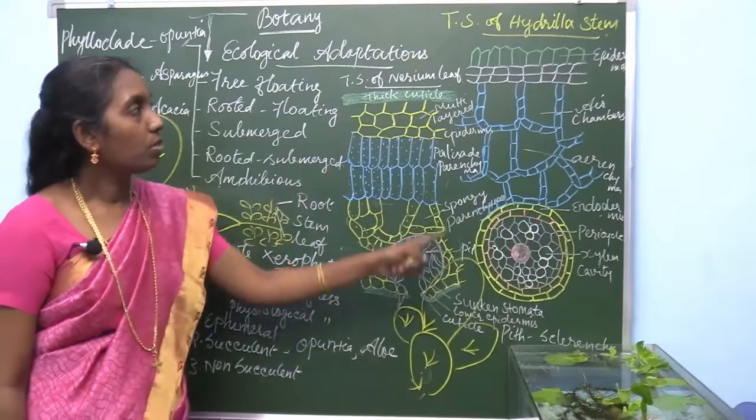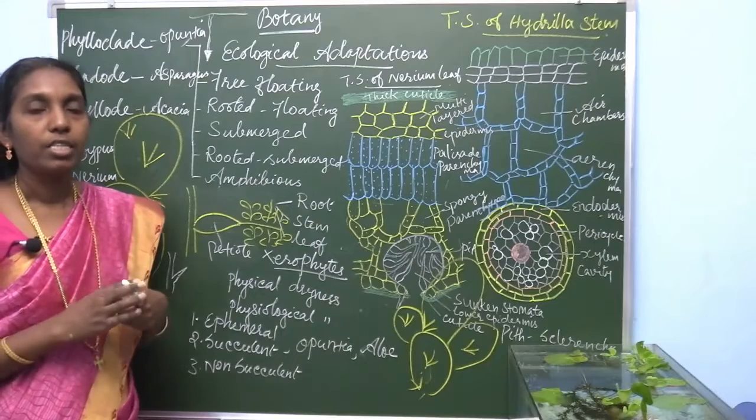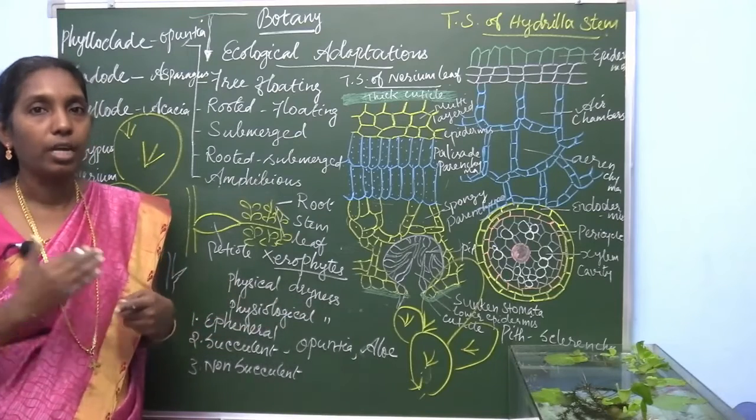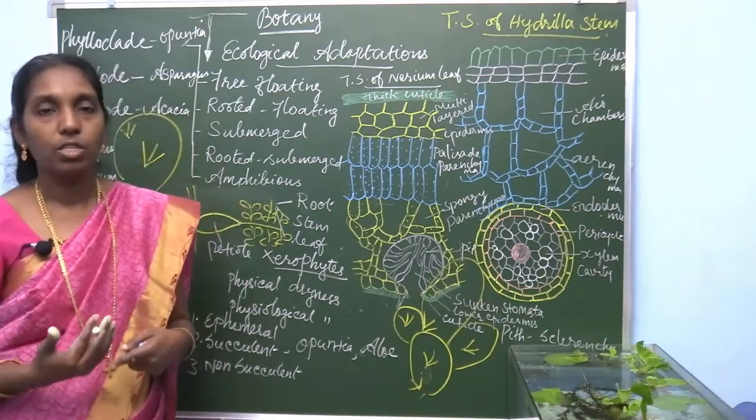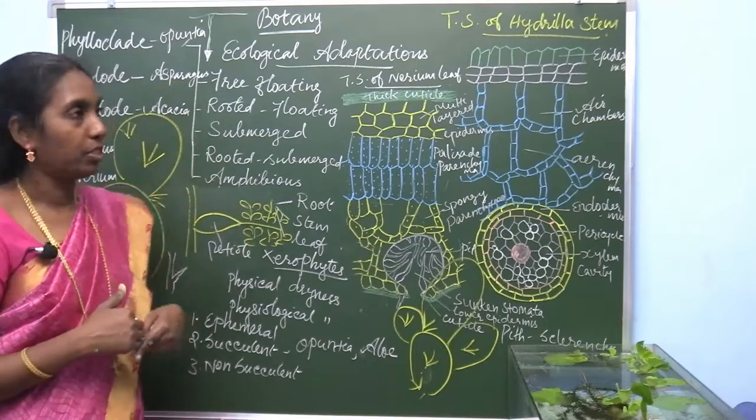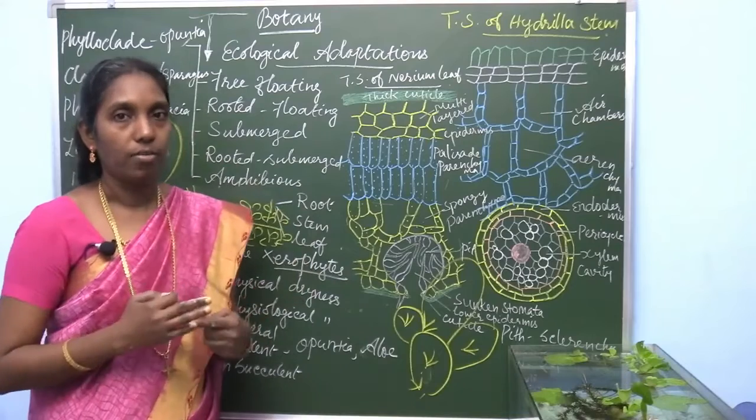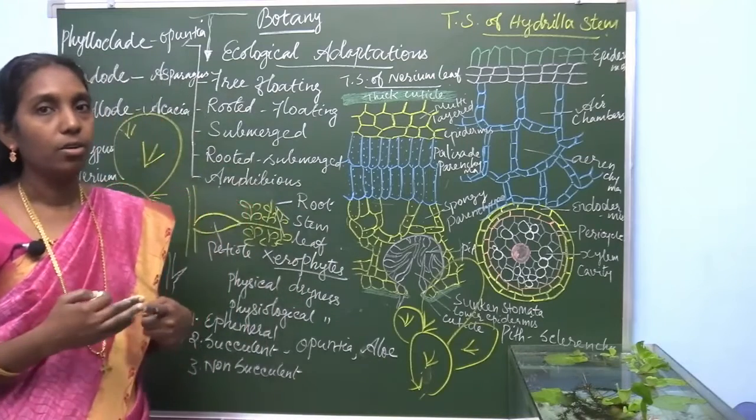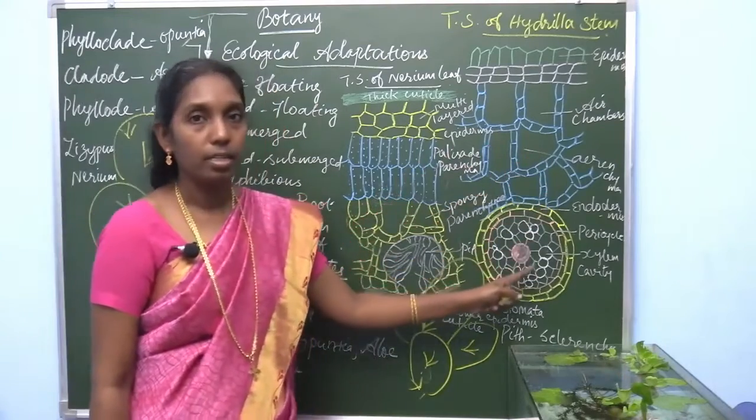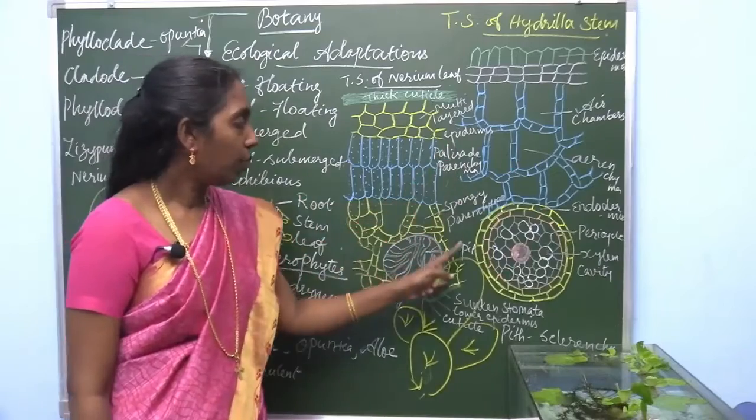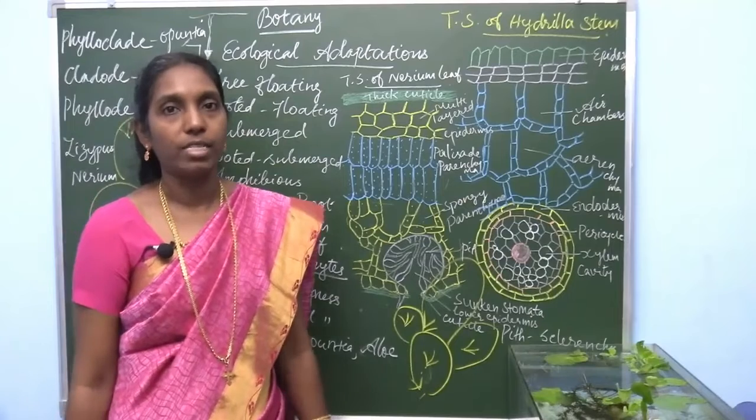So what are the questions you have to learn today? First, the classification: what is the classification based on habitat and the corresponding adaptations? Then morphological adaptation, physiological adaptation and anatomical adaptations. Today you are going to learn only two, hydrophytes as well as xerophytes. In the next class, let's continue with mesophytes and so on. So draw these two diagrams neatly in the class note, label all the parts and learn all the questions. Prepare 2 mark, 3 mark and 5 mark questions. Thank you.